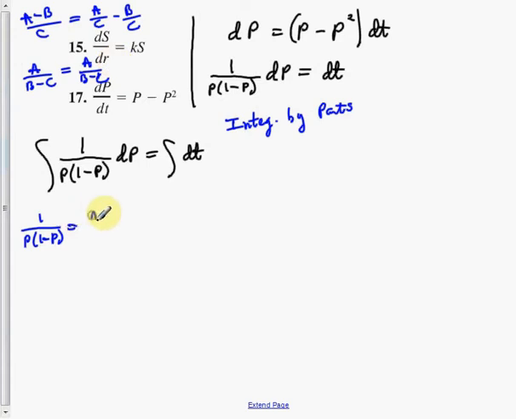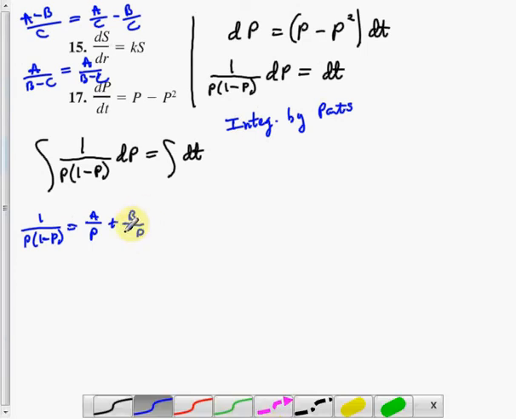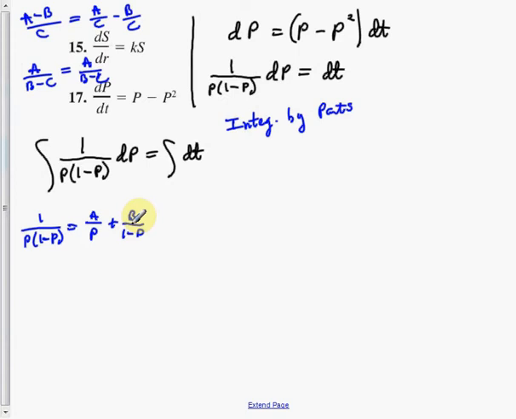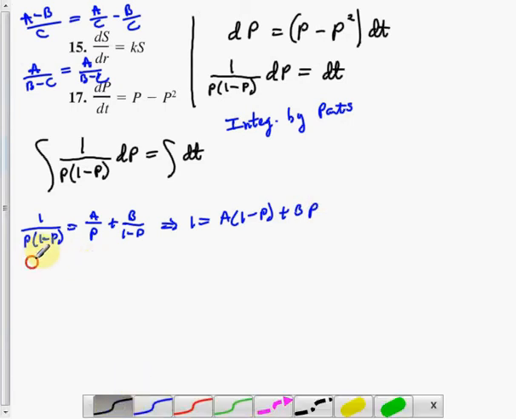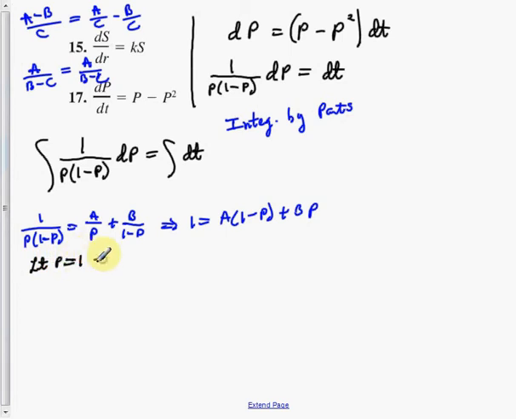So we write this as a over p plus b over 1 minus p. It's not an L, it's a 1. Multiply both sides by p times 1 minus p, and so we end up here. This implies that 1 is equal to a times 1 minus p plus b times p. Let p equal 1, and that implies that if p is 1, this is 0, and this is 1 times b, so 1 is equal to b. And then secondly, if we let p equal 0, we have 1 is equal to a.